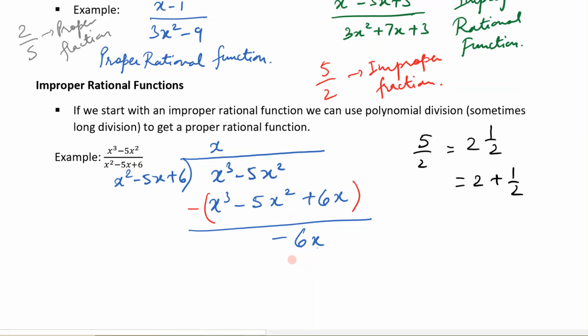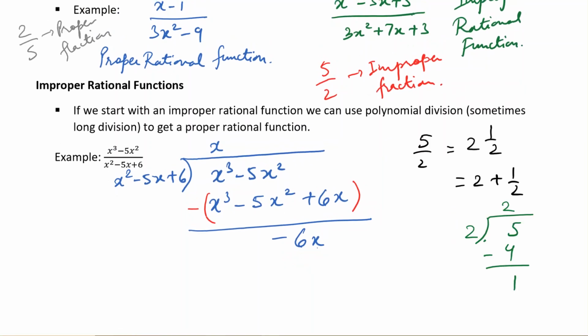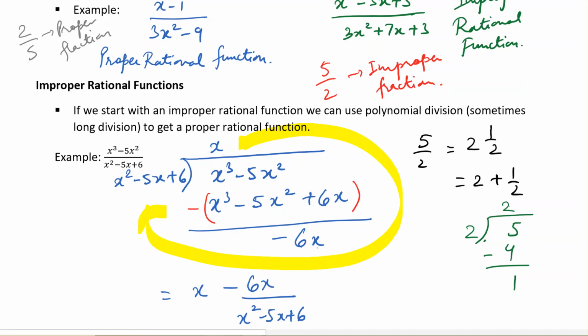Now we're going to do the exact same thing that we used to do with numbers in long division. We write our answer as quotient plus remainder over divisor. So this original fraction is equal to the quotient, which is x, plus the remainder over the divisor, x squared minus 5x plus 6. I always tell my students, we start from here and go in a clockwise direction: quotient plus remainder over divisor.